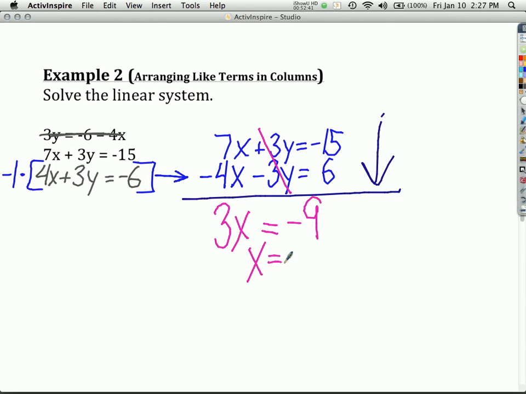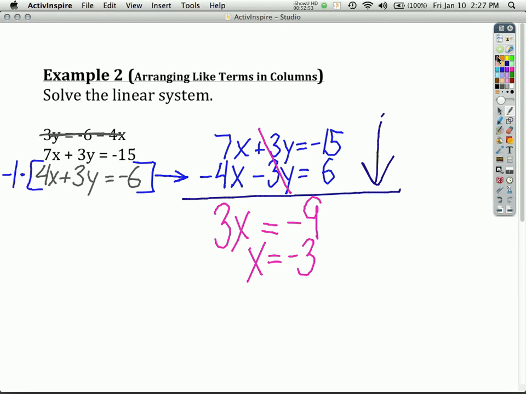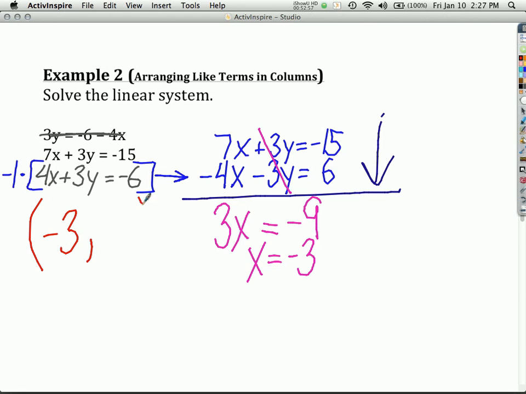No, your hand was up that time. Okay. Alicia? It's negative 3. And Kayla knew the answer too. So we already know the x-coordinate of our solution. It's negative 3 comma something. So we just need to plug it back in and simplify.